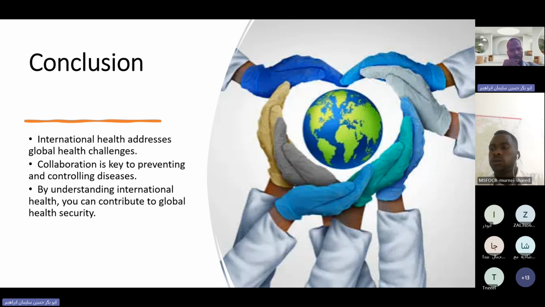Yeah. Additionally, collaboration is the key to prevent and control the disease. The collaboration between the countries or the nations.